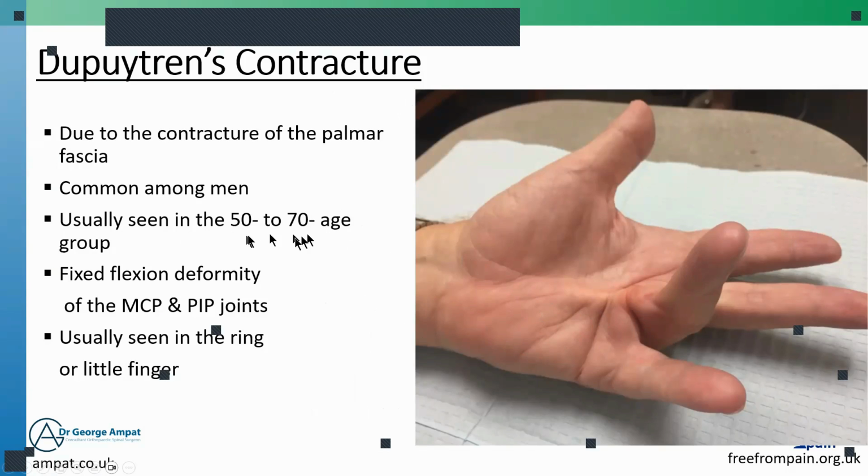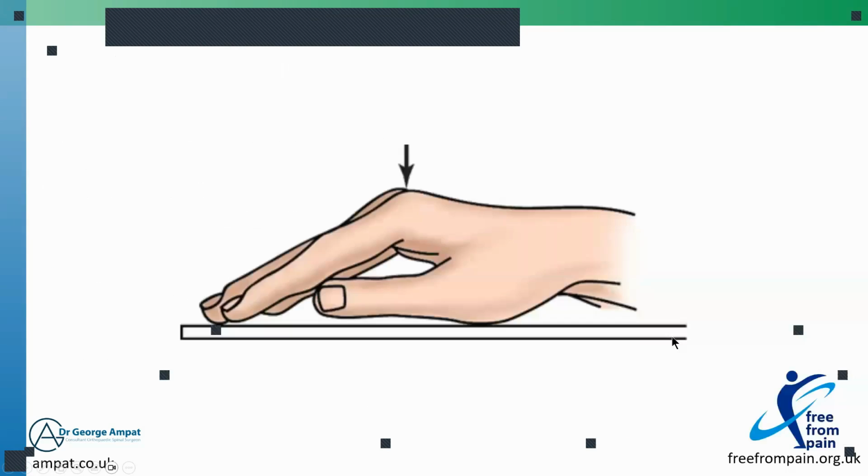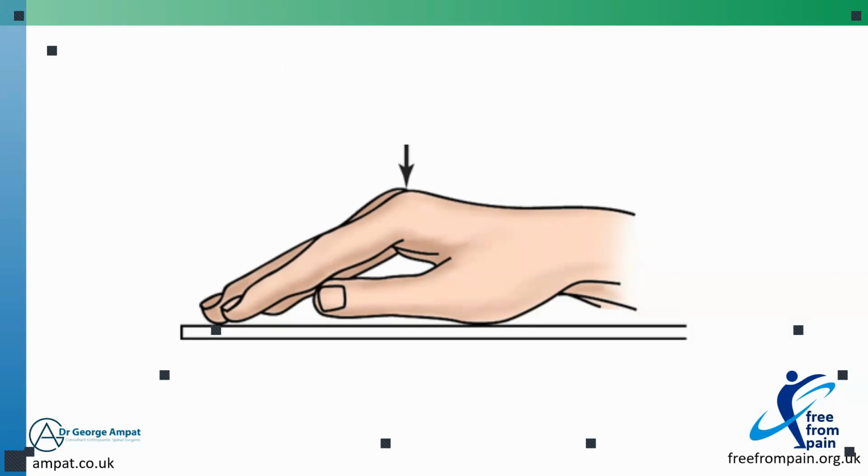It's usually seen in men between the ages of 50 and 70, and the ring finger or the little finger are the usual sites. But if they are able to place the hand flat on the table and there is only a Dupuytren's nodule, nothing needs to be done. When they can't place the hand flat on the table, that is when you may need surgical intervention or any other intervention.